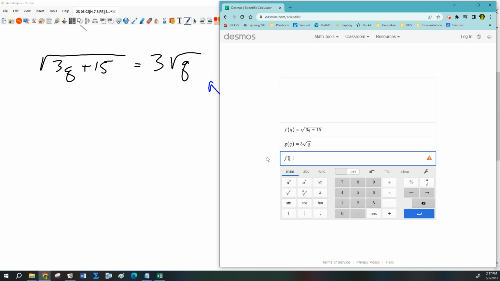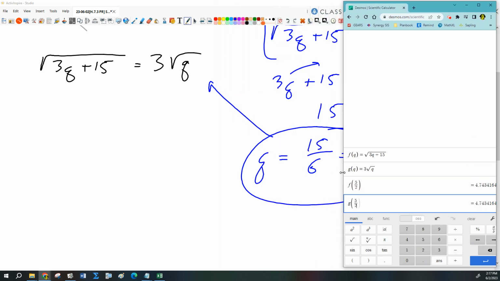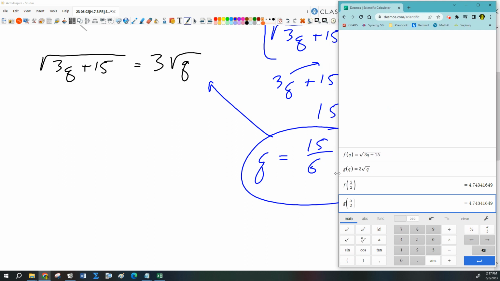So I'm going to do f of, and I'm going to replace that q with a 5/2, and I get that weird decimal. And notice there's no fraction button because I can't make it a fraction. It's irrational. That's going to be a square root of something, right? That simplifies to that decimal, or rounds to that decimal. And then how do I check the other side? G of 5/2. Yeah, and I get the same thing, right? So that verifies that solution worked.